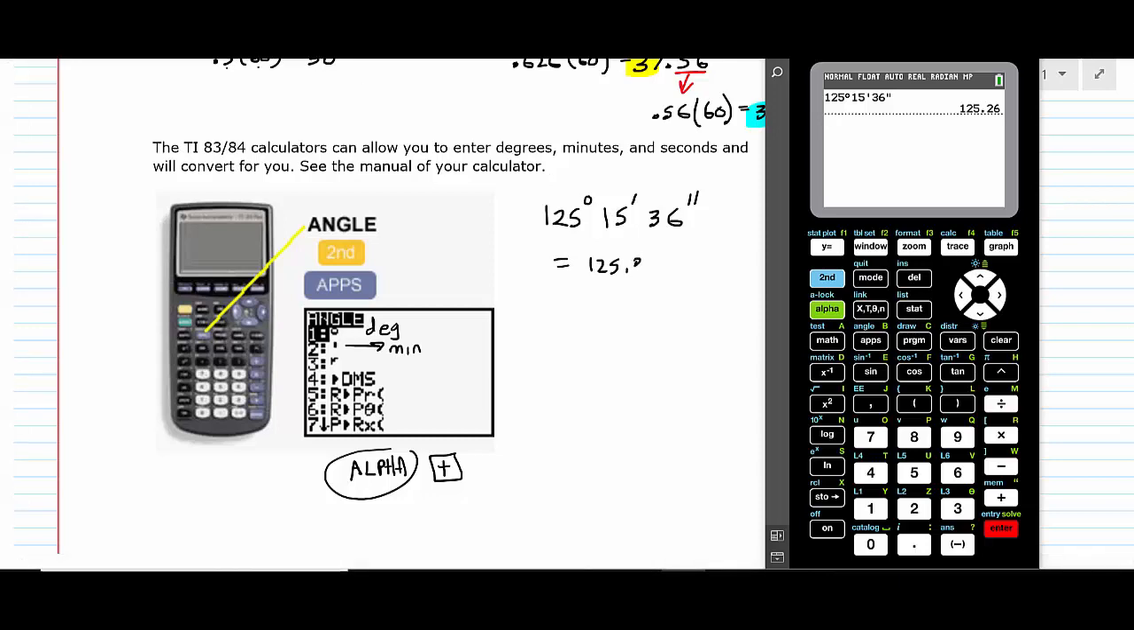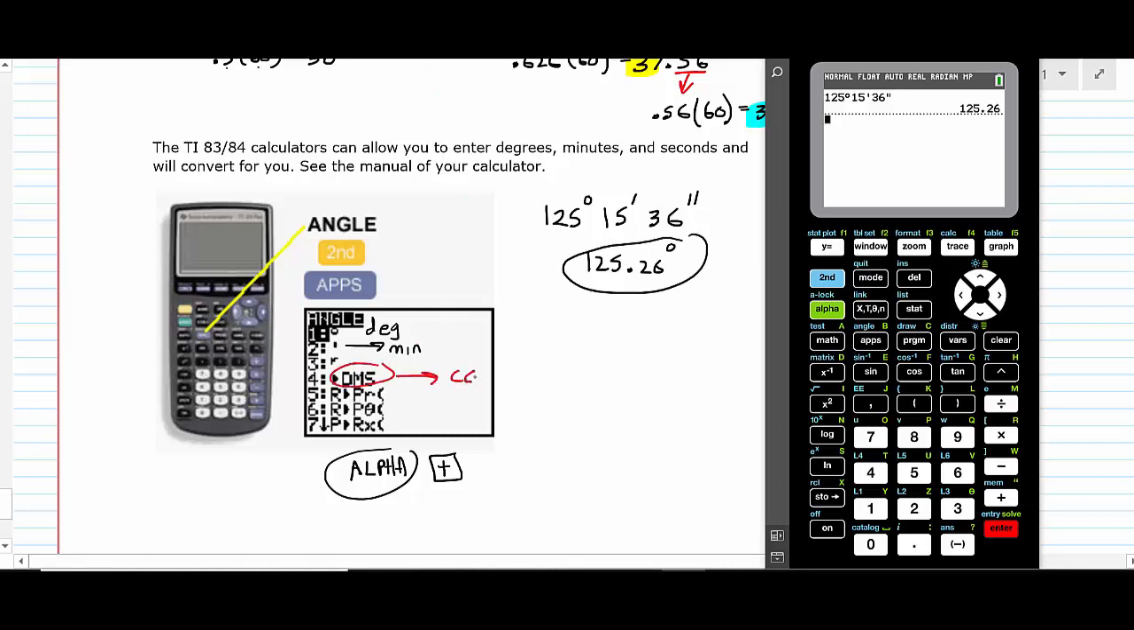125.26. Now, to me, it's just as easy to do it the way I taught you in the first place, because if you do it this way, you've got to know where all the symbols are, and to me, it's faster to not even do it this way on the calculator, but you're more than welcome to do that if you want to.